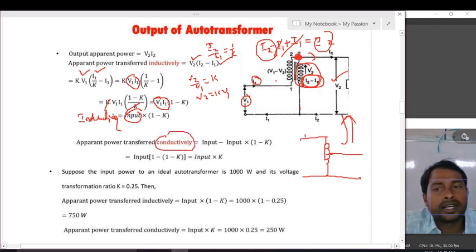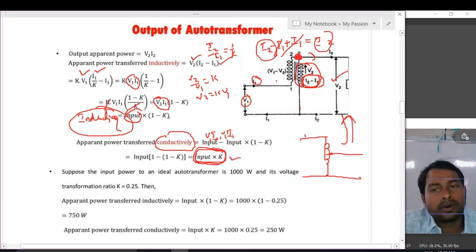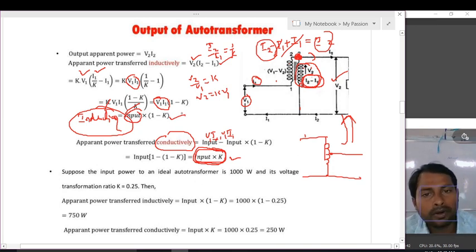If you subtract the inductive power, you will get the conductive power. So the total input is nothing but V1 I1. If I subtract the inductive power V1 I1 into (1 minus K), we will get input into K times. So the power transfer through conduction is K times the input. Power transfer through induction is (1 minus K) times the input. This is the power transfer.